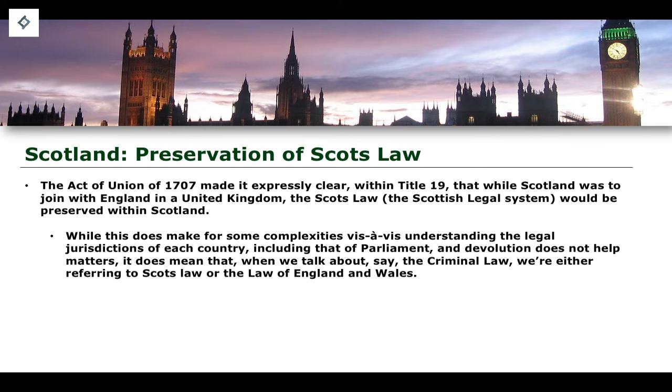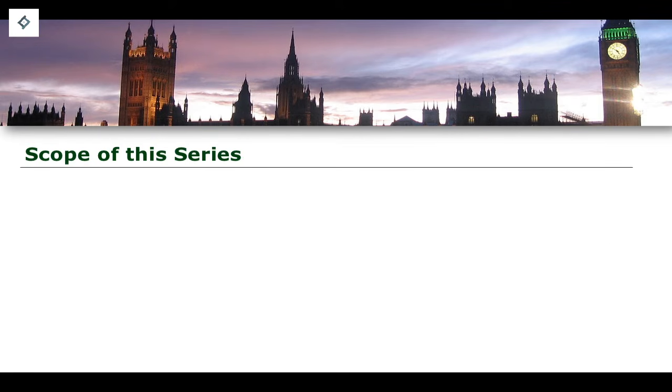So we will talk about the powers of Parliament and the ways in which legislation is created in future lessons' time, but it should just be noted that when we talk about, for example, the criminal law, we are either going to be referring to Scots law or the law of England and Wales. On this channel, we're going to be referring to the law of England and Wales. In the future we might do a series of lessons on Scots criminal law, but for now we're going to focus on England and Wales.